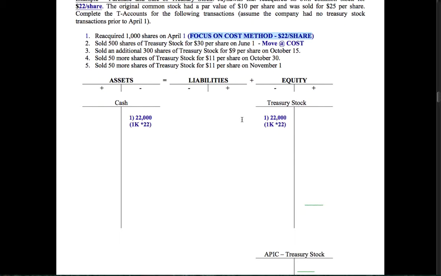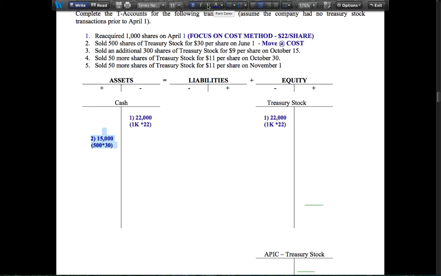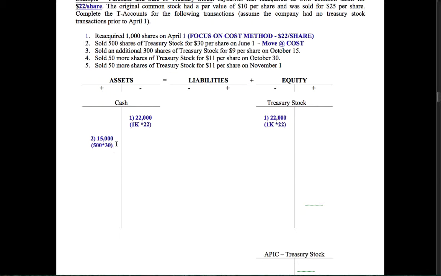Next, of those 1,000 shares that we just reacquired, the company has sold 500 of those shares of treasury stock for $30 per share. Therefore, on June 1st, the company received $15,000, which represents the 500 shares times the $30 per share that they received in cash for those shares.